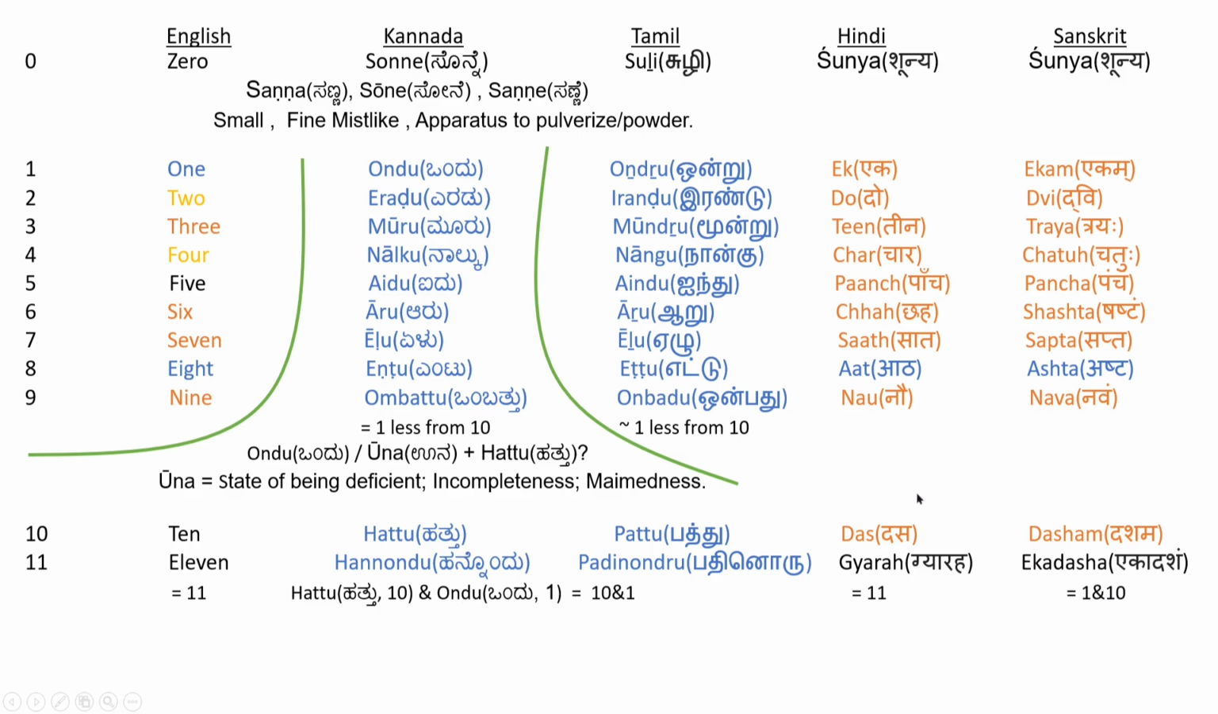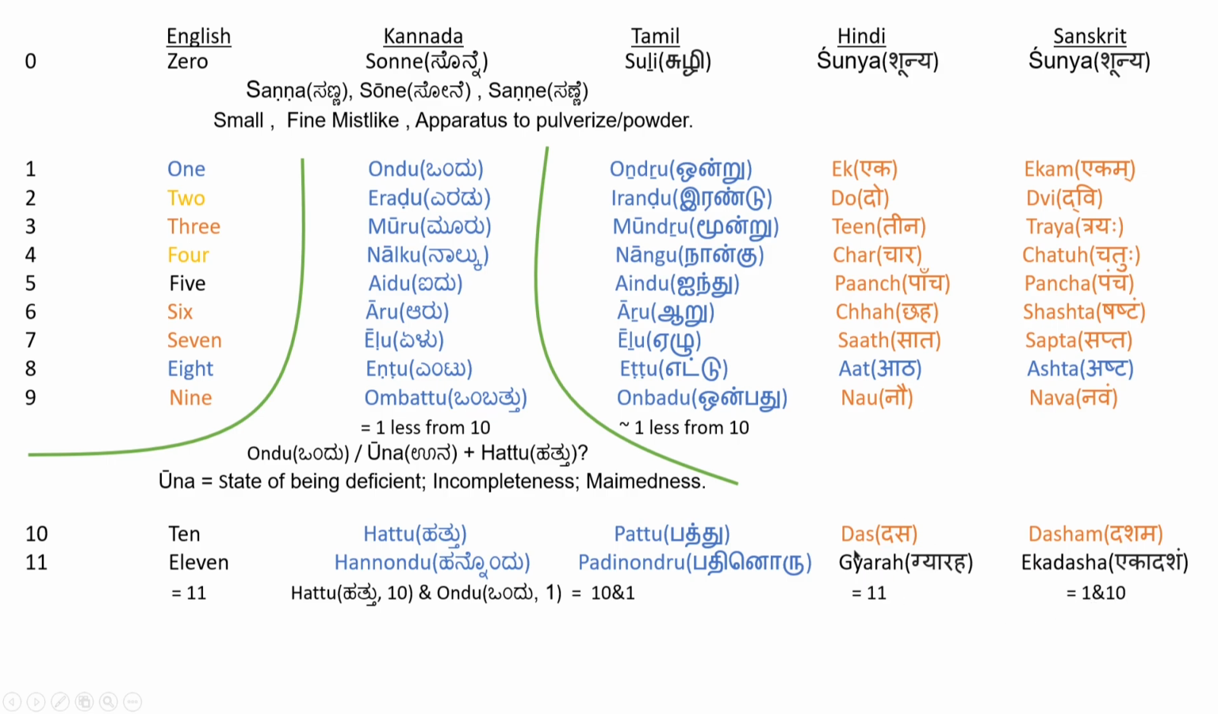Similarly, in Hindi, it has this word Gyara for 11. So these are unique words, again one more unique word. It's not derived from, say, Das for 10 and Ek for 1, similar to the English word. But in Sanskrit it has a derivation using these words for 10 and 1. Eka is 1, Dasha is 10, so Eka Dasha is 11. So 1 plus 10. In Kannada it's 10 and 1. In Sanskrit it is 1 and 10.